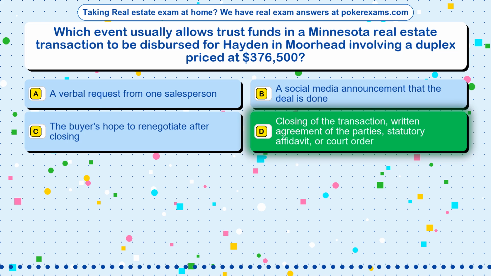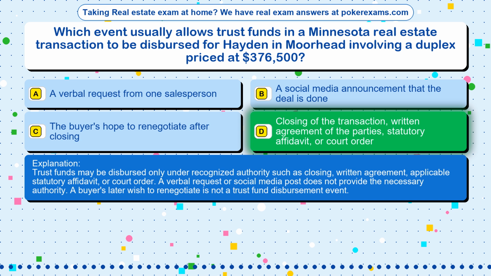The correct answer is option D, closing of the transaction, written agreement of the parties, statutory affidavit, or court order. Trust funds may be disbursed only under recognized authority such as closing, written agreement, applicable statutory affidavit, or court order. A verbal request or social media post does not provide the necessary authority. A buyer's later wish to renegotiate is not a trust fund disbursement event.